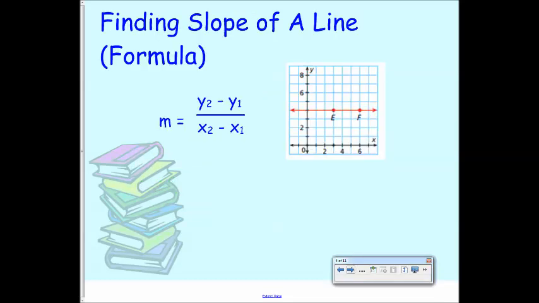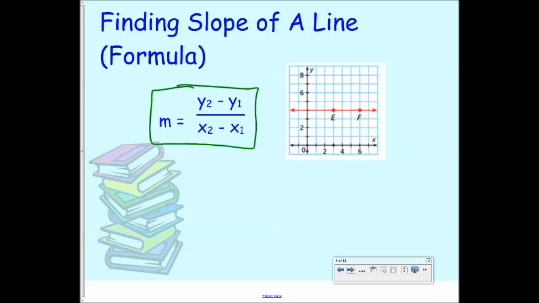All right, how do you find a slope if I don't give you a graph, or if you want to use the slope formula? So this is the slope formula, which we just say y2 minus y1 over x2 minus x1. So what does that mean? y2, y1, what are those numbers? Those are your coordinates, right? So you pick which one is coordinate 2 and which one is coordinate 1.